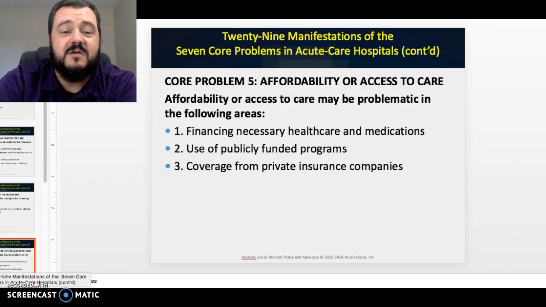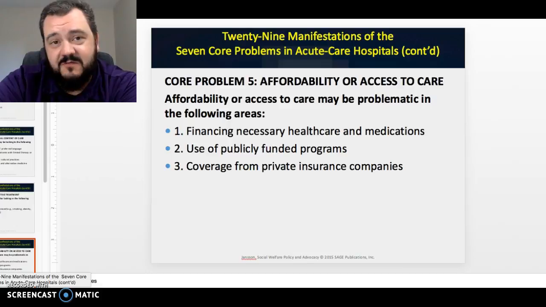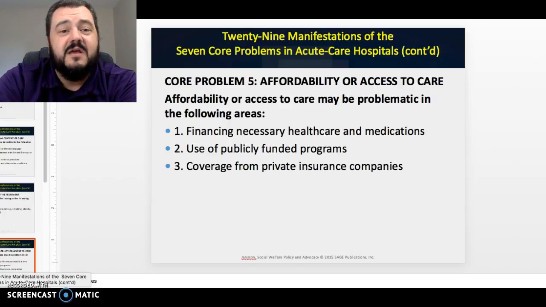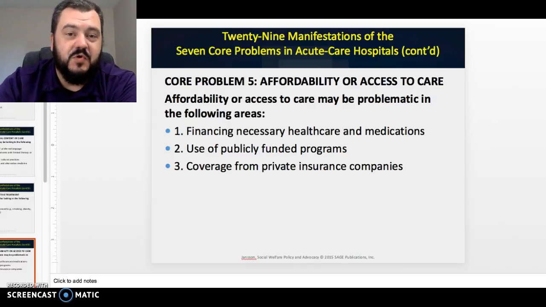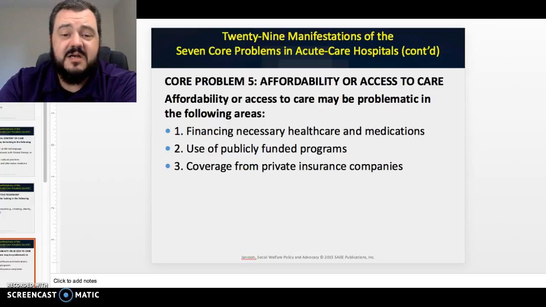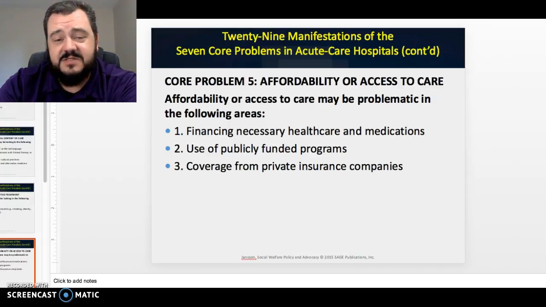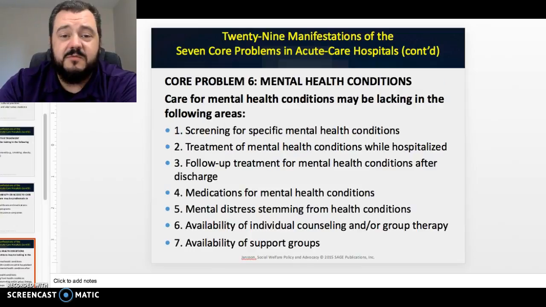Okay, affordability and or access to care. If any of you have been to the hospital for any reason, you probably know it's really expensive to go to a hospital. And so you might want to look at areas, well, as financing available for people that need those medical supports, such as a hospital. Are there publicly funded programs? Are the patients of the hospital covered from private insurance companies? Those would be issues where the system might fail, or where policies aren't set up that would create further problems for patients.